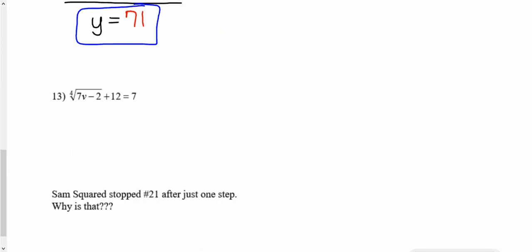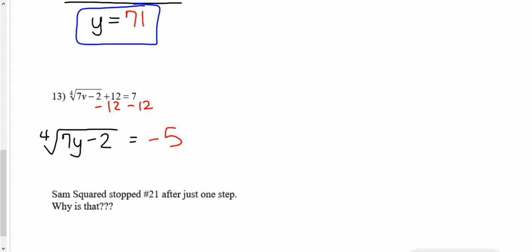Number 13 is a fourth power. Again, I want to get the square root, or the fourth root in this case, by itself. So to do that, I'm going to subtract 12 from both sides. When I do that, it gives me that the fourth root is equal to negative 5. At this point, I could take both sides to the fourth power and then add 2 and divide by 7 and check my answer, but I know it's not going to work. Why is it not going to work? Because the fourth root can never be equal to a negative number. So I could stop right now and just say no solution.